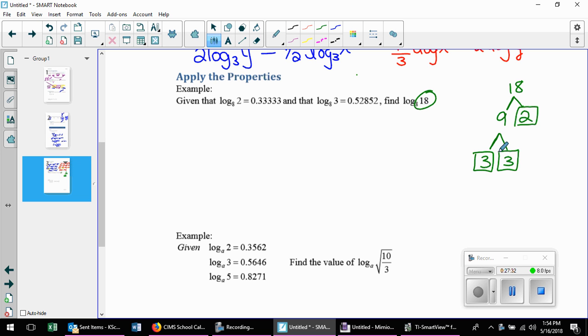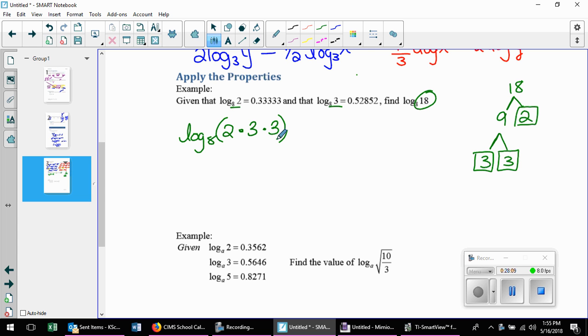And the reason why I wanted to break it down into 3s and 2s is because that's the information I have. So instead of writing log base 8 of 18, I'm going to write log base 8 of 2 times 3 times 3, because that's the exact same thing as 18. If you multiply 2 by 3, that gives you 6. 6 times 3 is 18. Right? Because that's the base given.